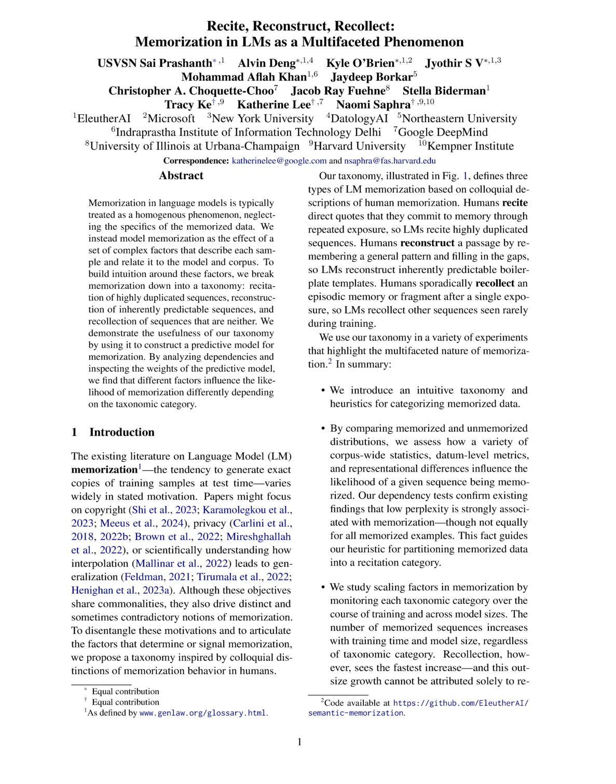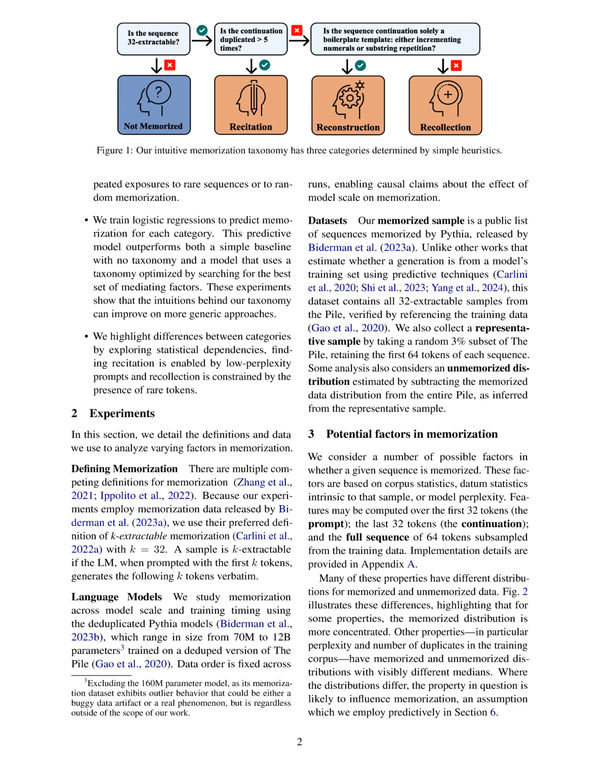This taxonomy allows for a nuanced understanding of how LM memorization occurs and helps in identifying the factors that determine or signal memorization. By using this taxonomy, the paper conducts experiments to highlight the multifaceted nature of memorization, comparing memorized and unmemorized distributions to assess the influence of various corpus-wide statistics, datum-level metrics, and representational differences on the likelihood of a sequence being memorized. The taxonomy also guides the creation of predictive models that outperform generic approaches, demonstrating that the taxonomy can improve predictions of memorization based on different categories.